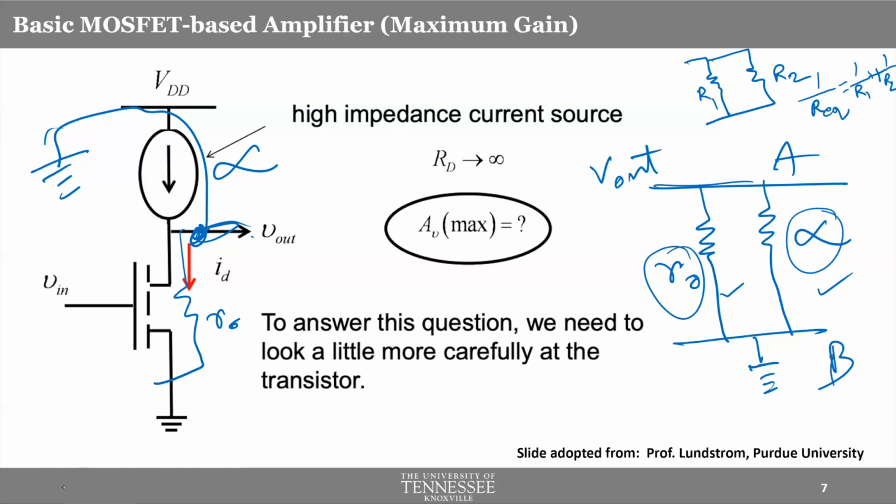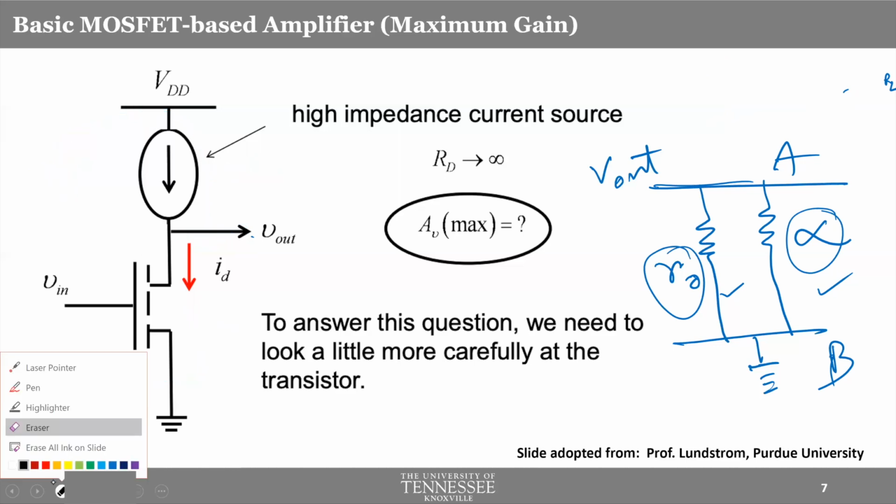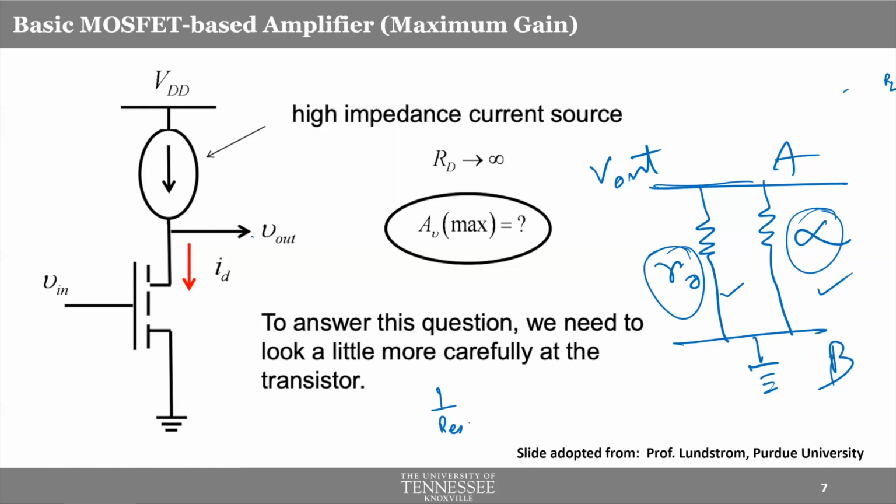Let me erase a few things. Let me erase these things to make it clear. Okay, all right, so now we have an equivalent circuit combination between R0 and infinite. And let's try to get the equivalent resistance here. 1 over R equivalent will be 1 over R0 plus 1 over infinite. 1 over infinite is nothing but 0. So essentially you have the equivalent resistance to be R0.